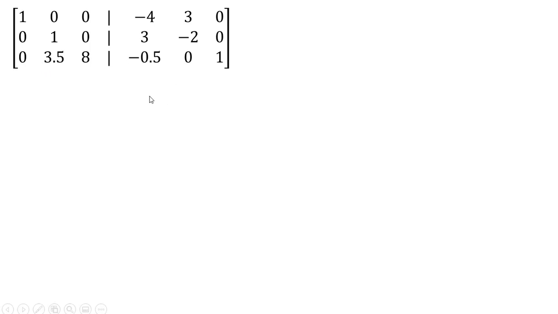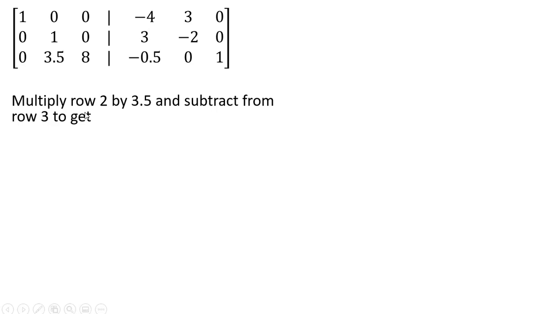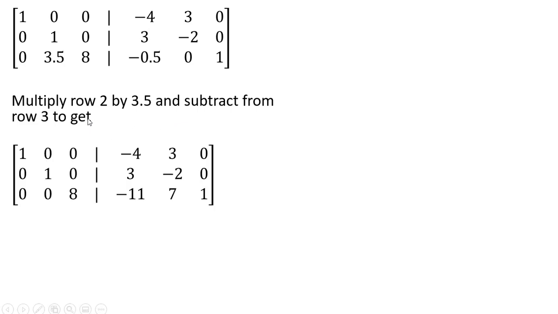Okay, moving on. So just rewriting that last matrix. We want to get a 0 where this 3.5 is. So to do that, we're going to multiply row 2 by 3.5 and then subtract that result from row 3. So following that calculation, the bottom row will now look like this.